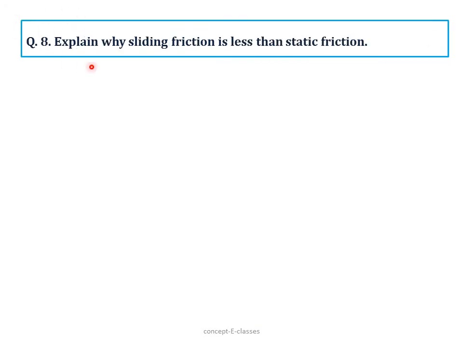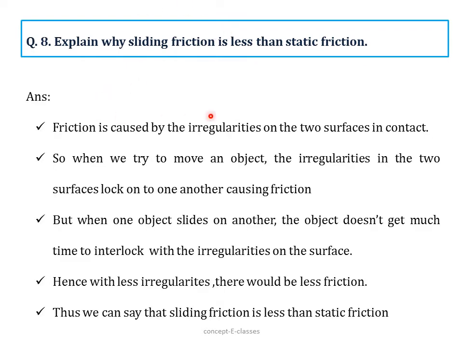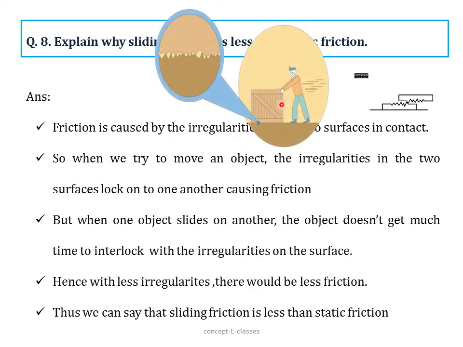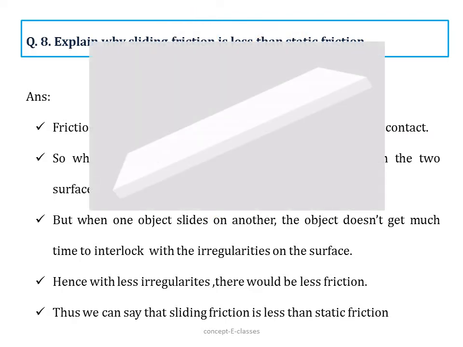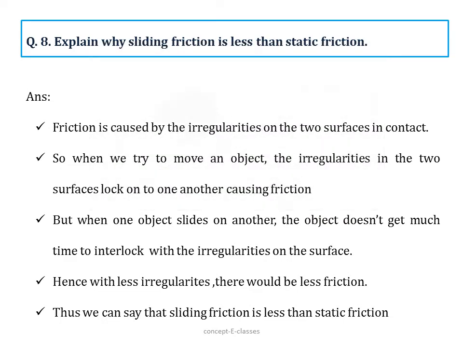Question number 8. Explain why sliding friction is less than static friction. Friction is caused by the irregularities on the two surfaces in contact. When we try to move an object, the irregularities on the two surfaces, for example the box and the ground, interlock with each other to cause friction. But when one object slides on another, the object doesn't get much time to interlock with the irregularities on the surface. Hence, the friction would also be less. Thus, we can say that sliding friction is less than static friction.